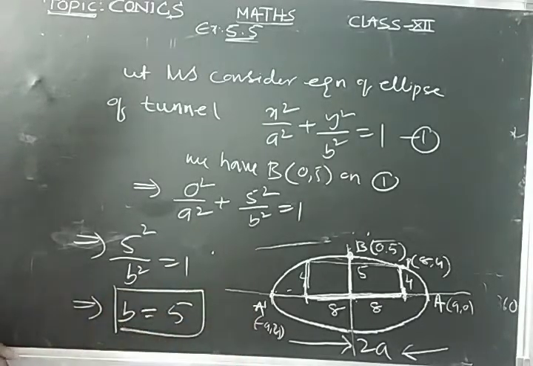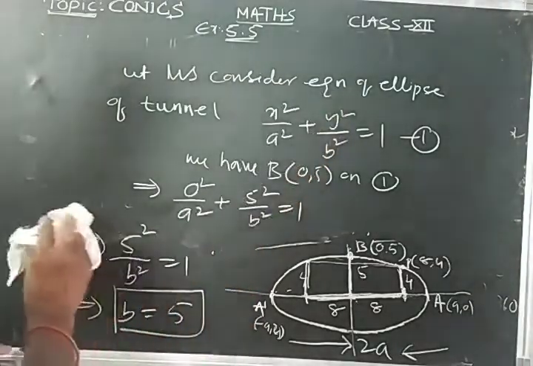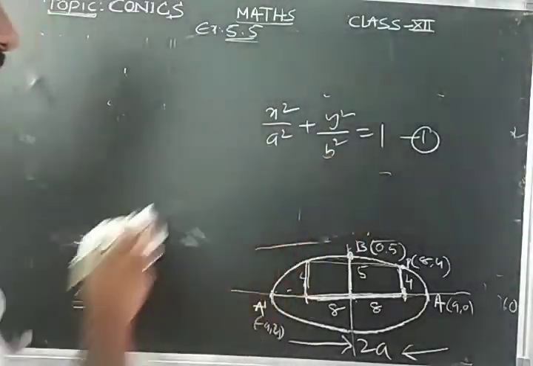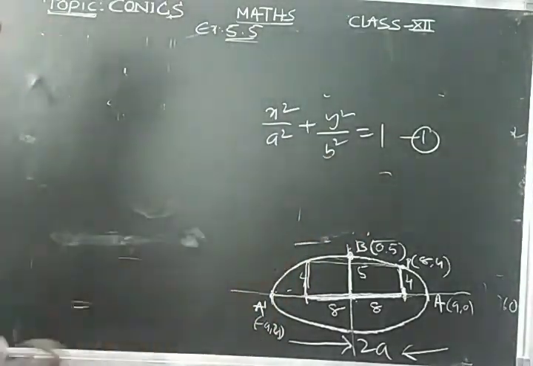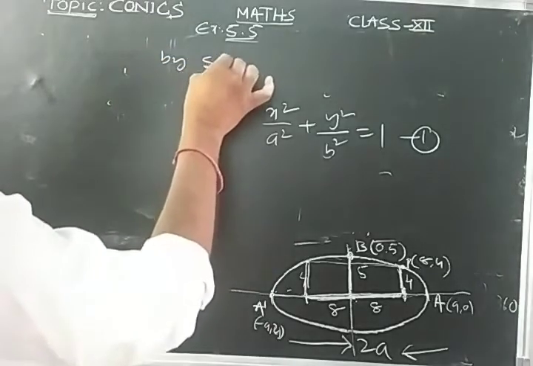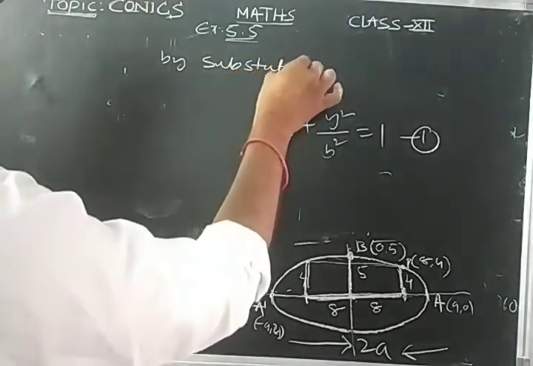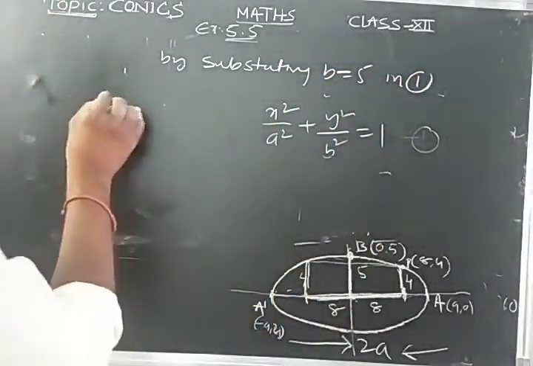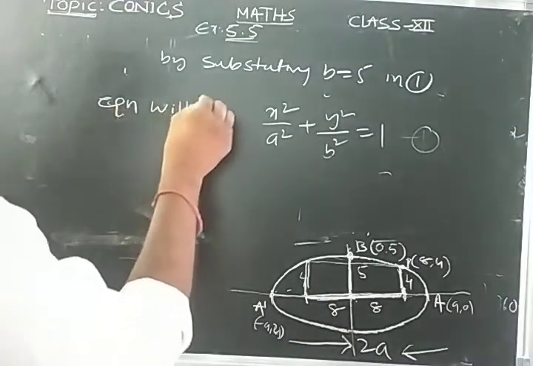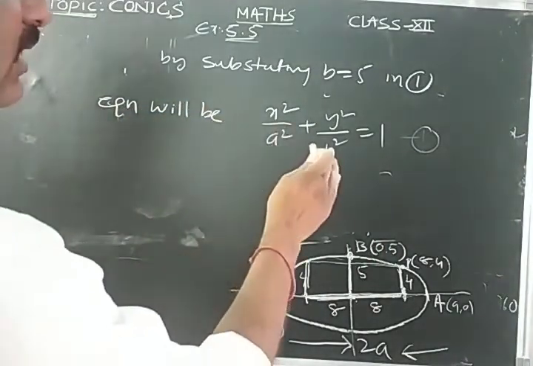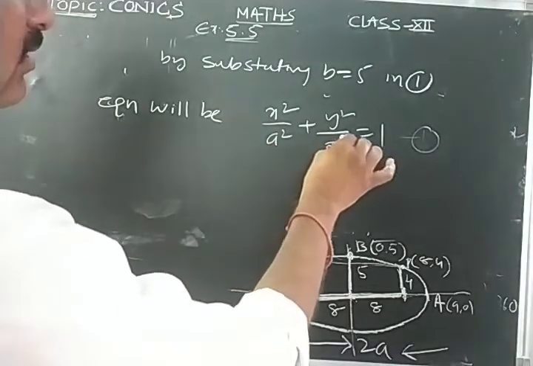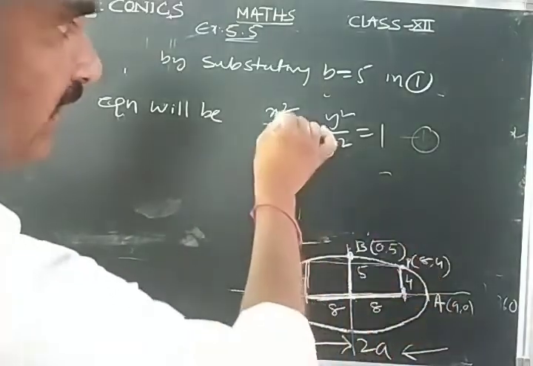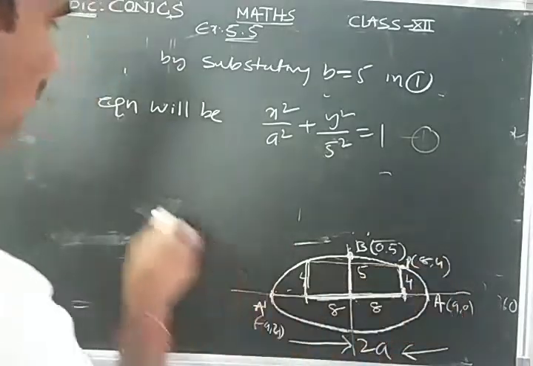Now I got the b value. Now after substituting the b value in this equation, the elliptic equation will be, by substituting b equal to 5 in equation 1, x square by a square plus y square by 5 square equals 1. Now I am going to find the a value. Here I am substituting another point P. We have another point.